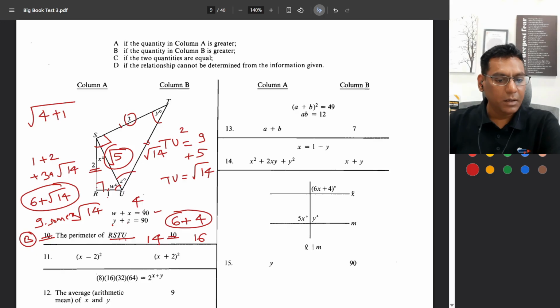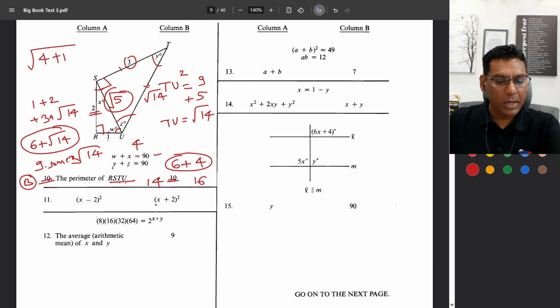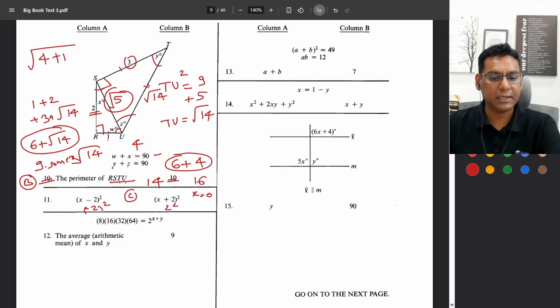Okay, x minus 2 square, x plus 2 square. x minus 2 square, x plus 2 square. How do I do this? I can take numbers. If I take x equal to 0, let's say x is equal to 0, so what do I get? I get minus 2 square and 2 square. Minus 2 square and 2 square are the same, so I get C as an answer.